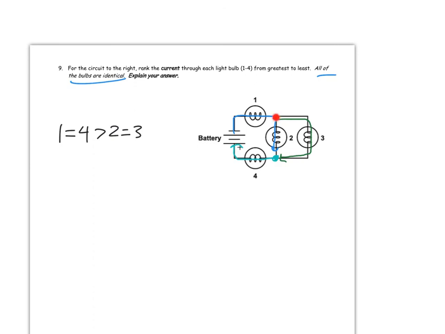When the current splits at this junction, it's not always going to split evenly in all situations, but because we know that light bulb 2 and light bulb 3 are the same, it will split evenly here. And so for our explanation, we would just say that both 1 and 4 get the full current of the battery. However, that current splits to light bulb 2 and light bulb 3, so each of those will get half the current because they're both identical.